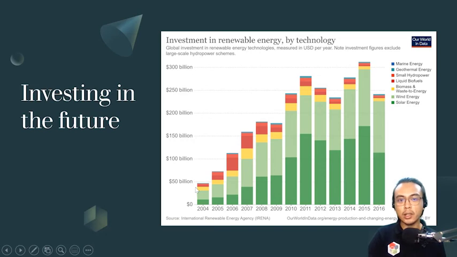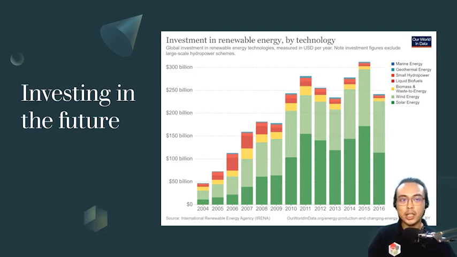First is that the investment is steadily increasing as the years go by, and we are expecting this to increase furthermore as we are under pressure to fulfill Sustainable Development Goal number 7. Second, we also see that solar energy and wind energy take up the majority of the investments for renewable energy.